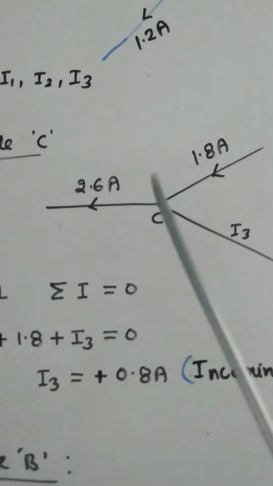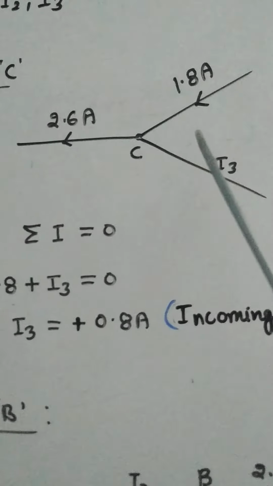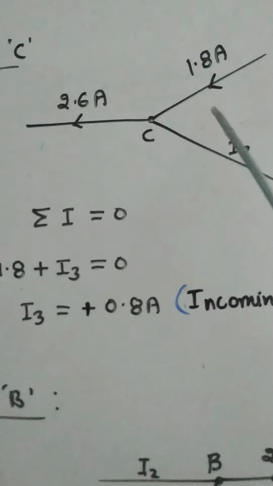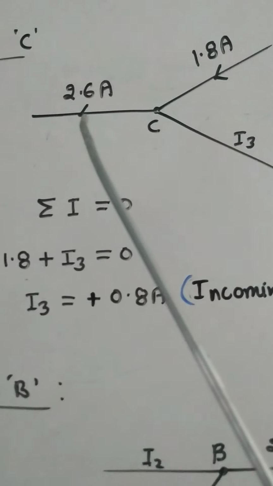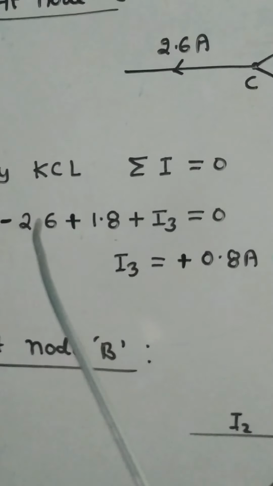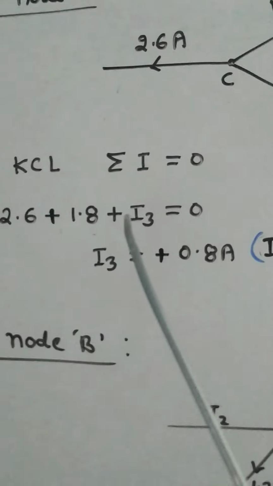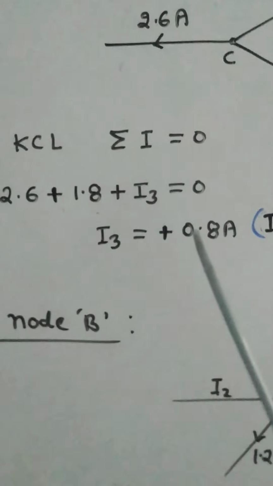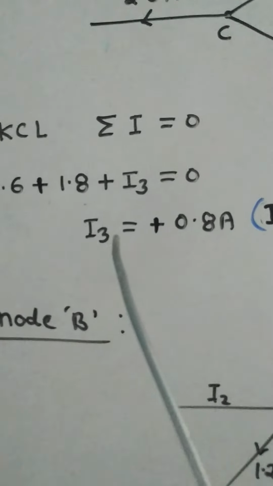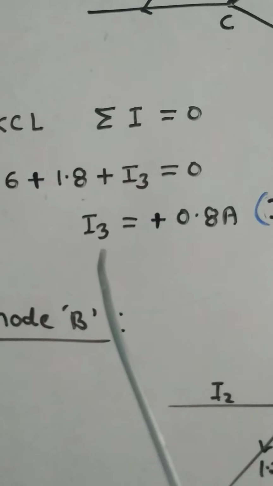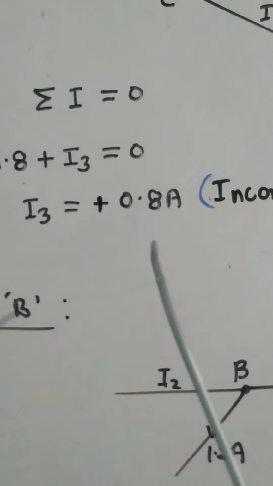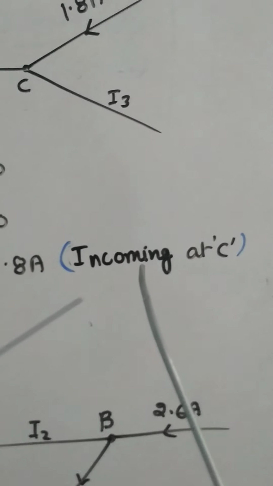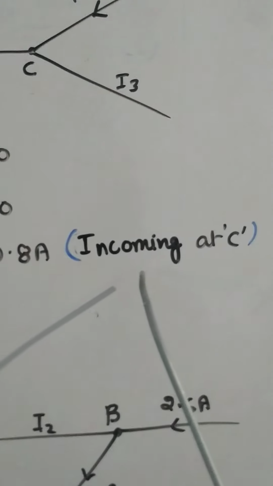At node C, when we apply KCL, sigma I equals 0. At point C, 1.8 is the incoming and 2.6 ampere is the outgoing current. So minus 2.6 plus 1.8 plus I3 equals 0. We do not give any sign to the unknown current. It comes by its own. So on simplifying, we get I3 equals 0.8 ampere. It is coming with positive sign. It means at point C, the 0.8 ampere current is the incoming current.